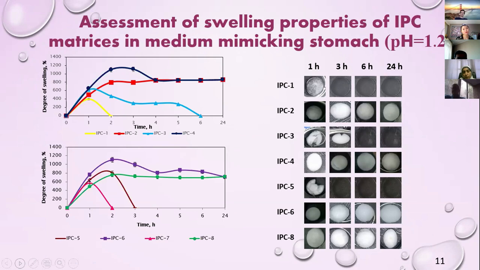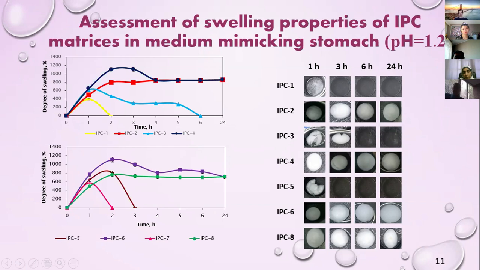Then we immersed these compacts into medium with pH 1.2, and we weighed these samples during the experiment over a period of time. And as you can see, only 4 complexes from 8 kept their shape and withstood all conditions of the experiment. They are ABC2, 4, 6, and 8. And then we chose these interpolymer complexes for our next experiments.